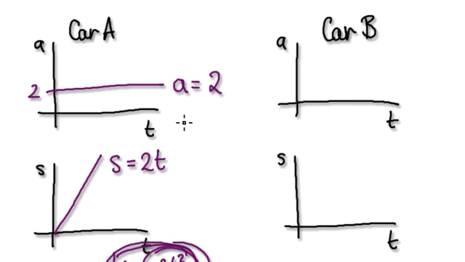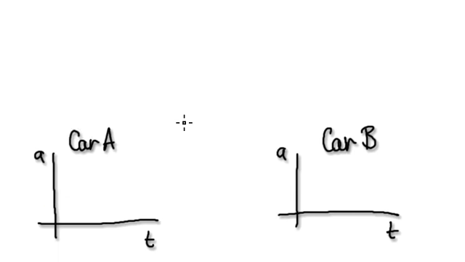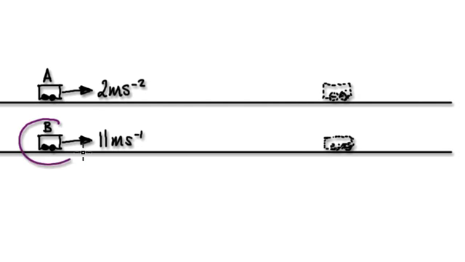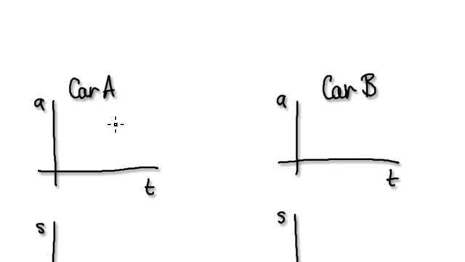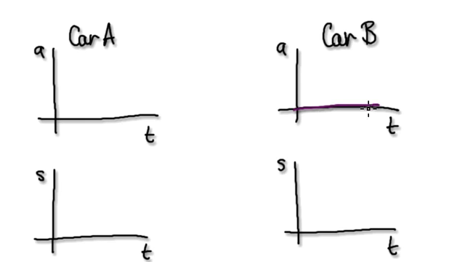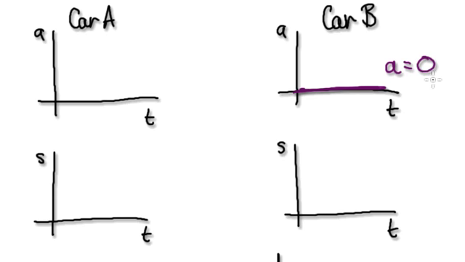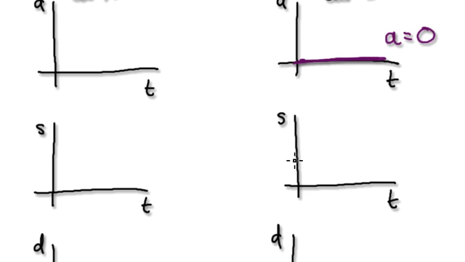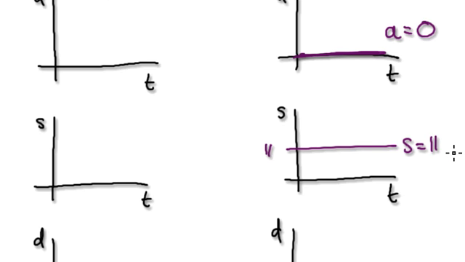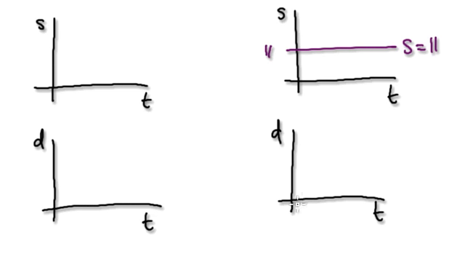And for car B, so this is car B. Car B here is traveling at a constant speed of 11. So the three graphs will be like this. Acceleration, there is no acceleration for car B, so you can think of it as being a equals 0. The speed time graph for car B will be something like this, 11. So s equals 11. And then the distance time graph will look like this. It will look like d equals 11t.